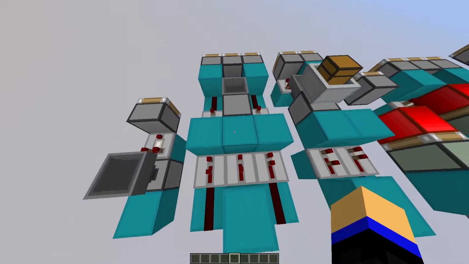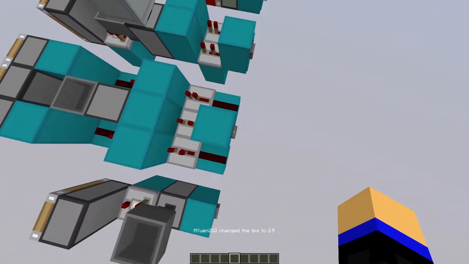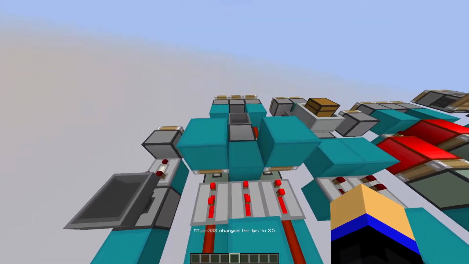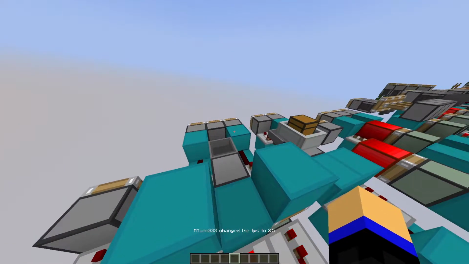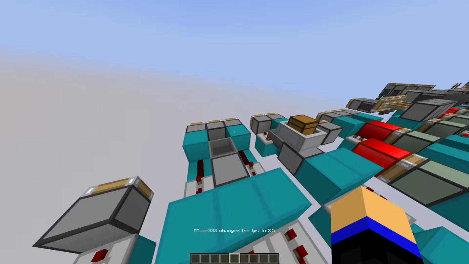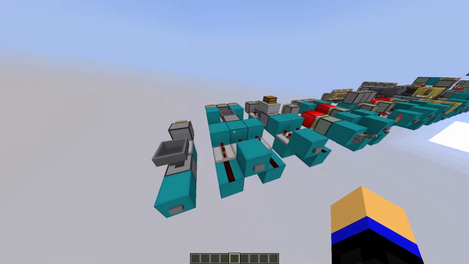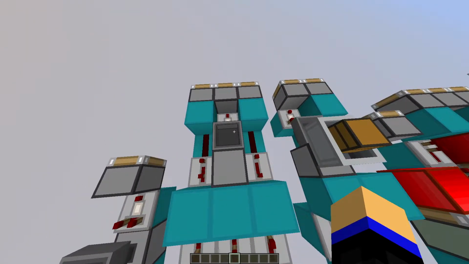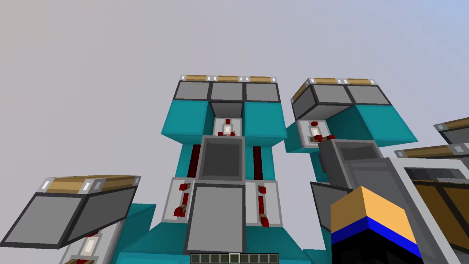If I use the game speed mod to slow it down, you can see that they all extend and then they retract one by one. So that is basically a 3.5 tick pulse, and as you have heard, a 3.5 tick pulse already includes a half tick rate.